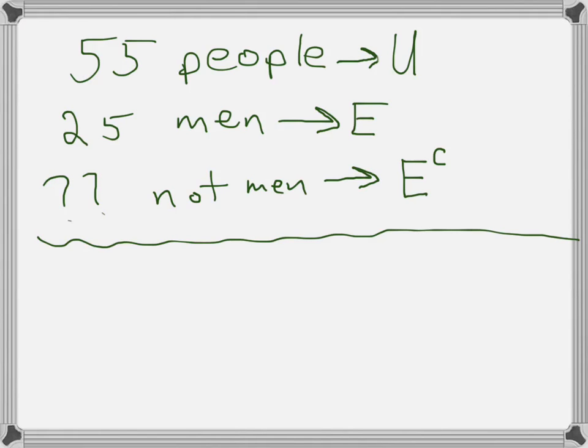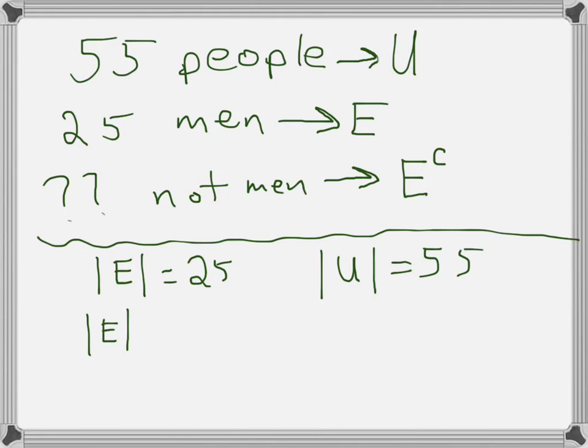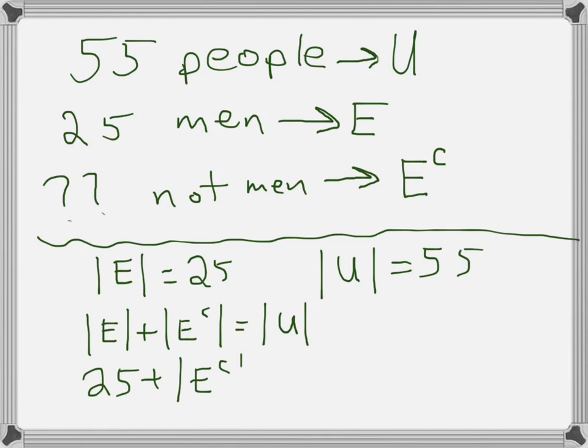And we'll be able to see that the size of E is 25. The size of the universe is 55. And with a little bit of deductive reasoning, you can realize that the size of E plus the size of E complement is the size of the universe. Isn't that lovely? So that means that 25 plus the size of E complement is 55.